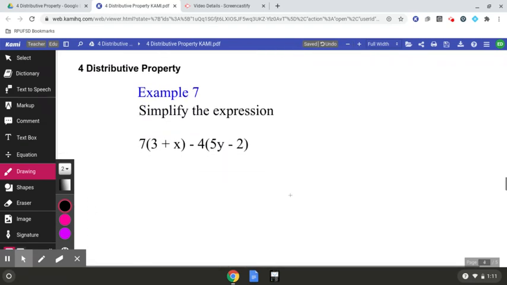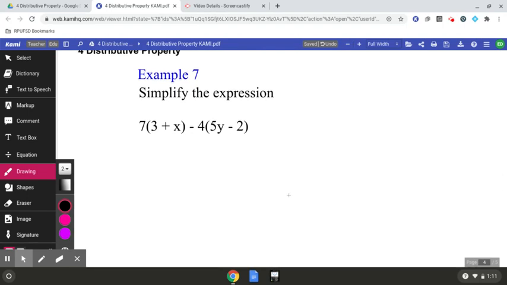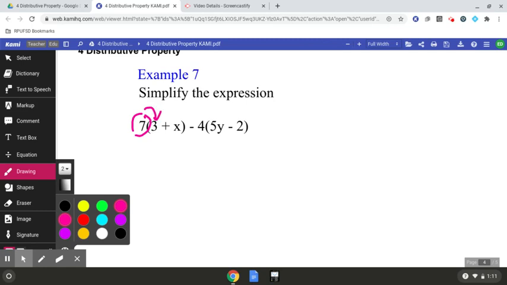Okay, example 7 is the exact same thing. So we're going to distribute twice. So we have a 7 here. So 7 times 3 would be our first multiplication, and then 7 times x. So I'm going to simplify that first. So 7 times 3 is 21, and 7 times x is a positive 7x.